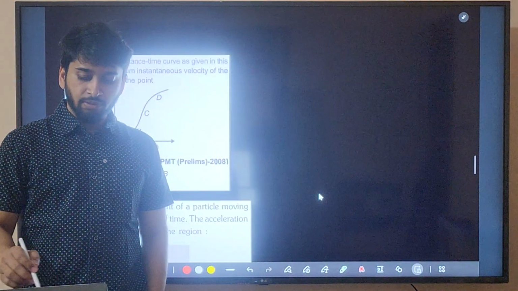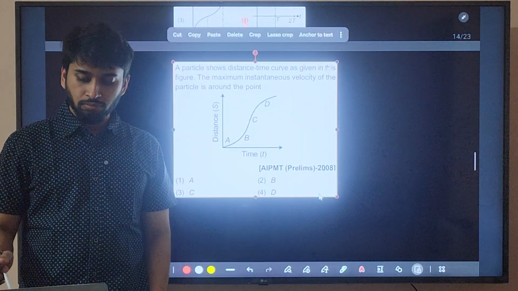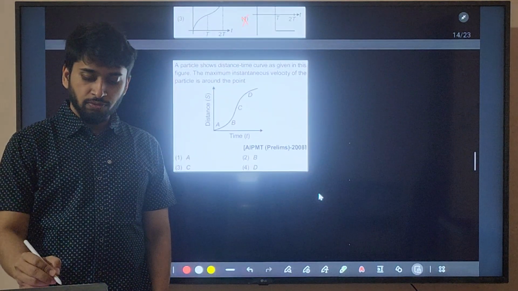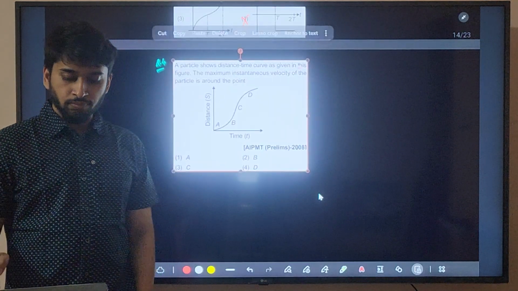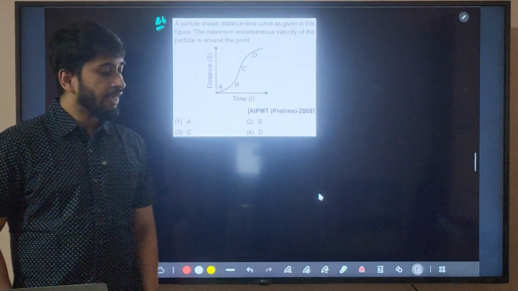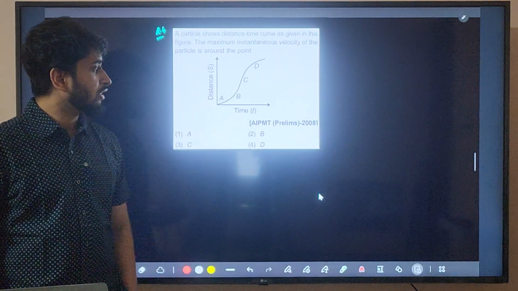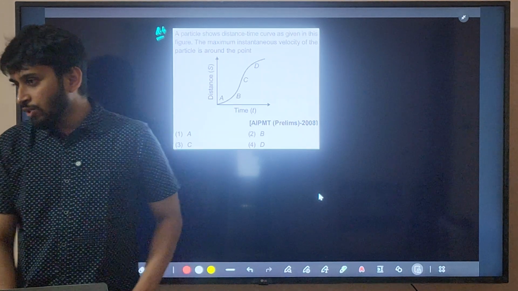Let us see the next one. Question 4. Again, these are all good questions. They are helpful for JEE, NEET, Mains, Advanced, everything. So don't worry about that. Go through this question, try to understand.